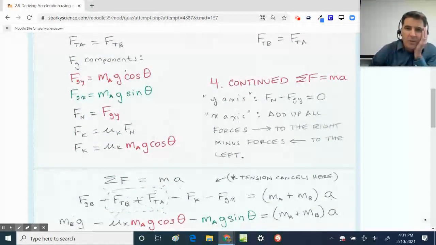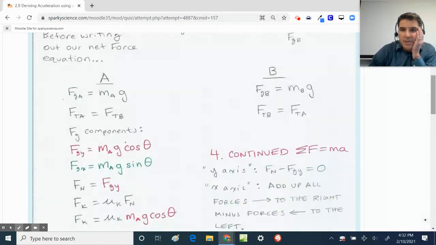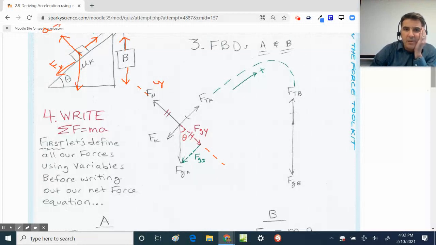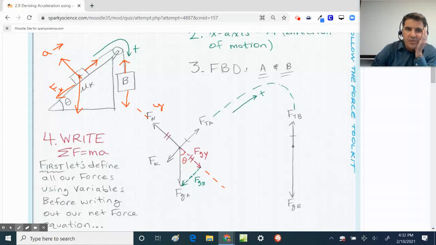My x-axis, however, I'm going to add up all the forces to the right along the line of action, minus the forces to the left. And so looking at this, why is this moving over the hill? Well, this block B is heavier than block A, and so block B is going to drag this thing over the hill.